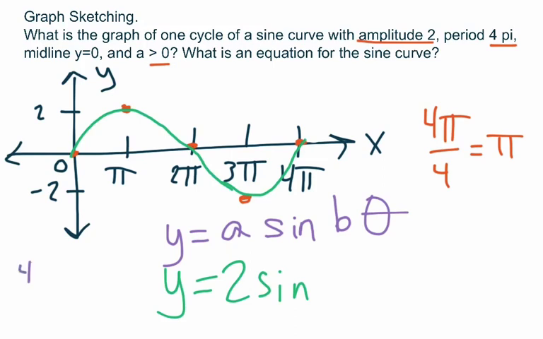To do this, we take our period 4 pi, and we show that this is equal to our amplitude times pi over b. And we solve for b. We can multiply both sides by b and divide 4 pi on both sides. That gives us b equals 2 pi over 4 pi. Pi terms cancel out. 2 over 4 reduces to 1/2. So b is equal to 1/2.